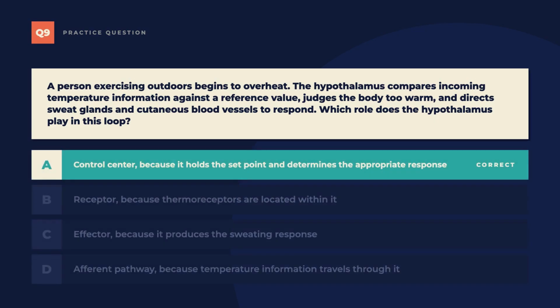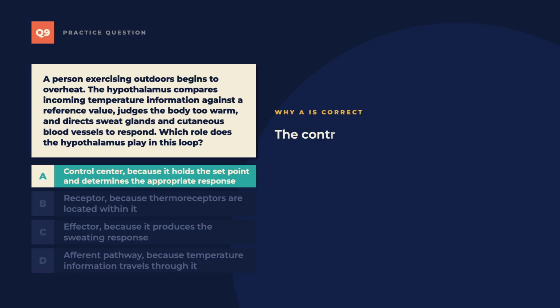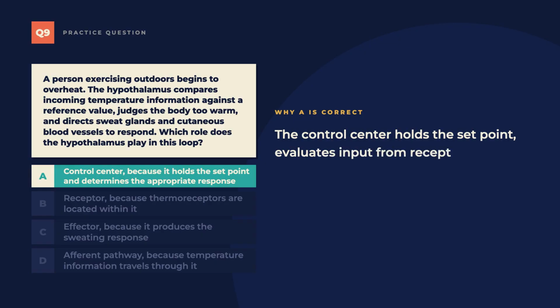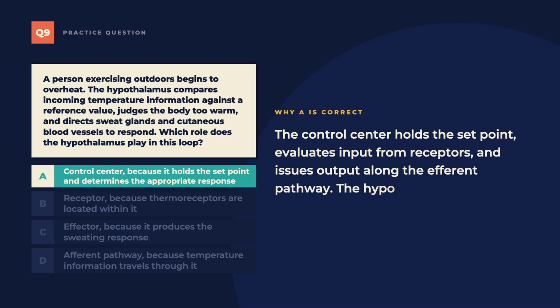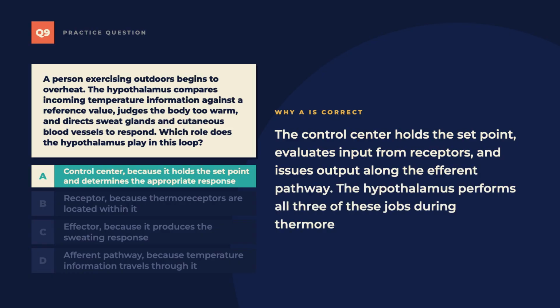The correct answer is A. Control center, because it holds the set point and determines the appropriate response. A is correct because the control center holds the set point, evaluates input from receptors, and issues output along the efferent pathway. The hypothalamus performs all three of these jobs during thermoregulation.